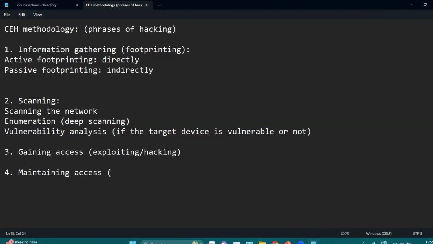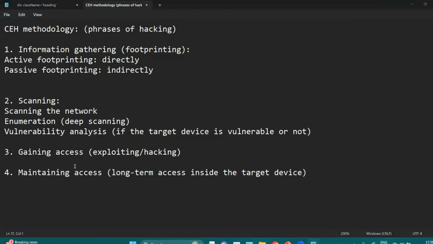Maintaining access is like creating a long-term access inside the target device. That is maintaining access, which is like you are maintaining a long-term, persistent connection inside a target device. For example, you want to hack any system and you want to spy on that system.